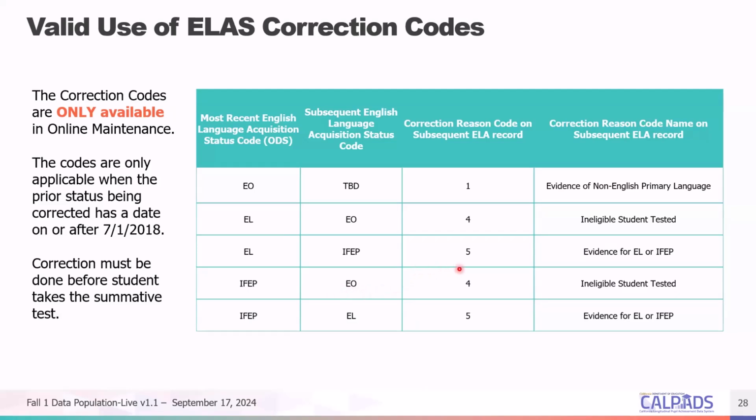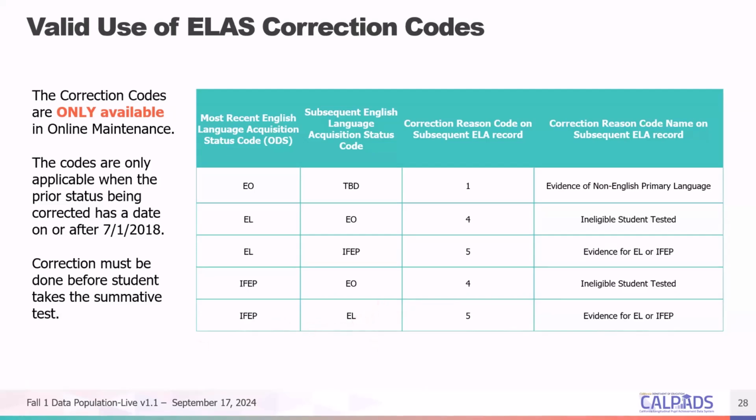Correction reason code 5, evidence of EL or IFEP, should be used to transition between the EL and IFEP statuses. So in row 3, correction reason code 5 is used to transition from EL to IFEP, and in row 5, correction reason code 5 is used to transition from IFEP to EL. So evidence of EL or IFEP is the definition, and so this is used to transition between the two statuses.